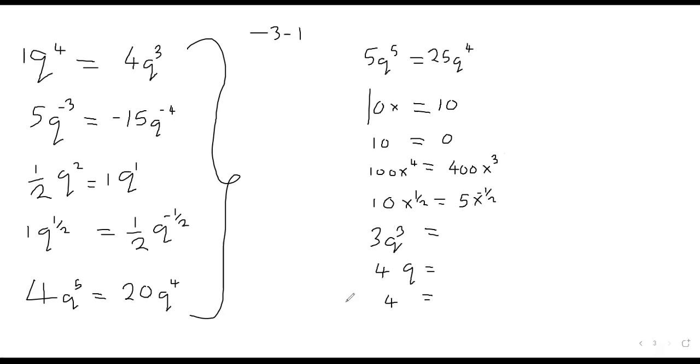3Q3, who wants to try? I can try. 9Q to the power 2. Correct. How about 4Q? 4Q, that's 4, because there's a 1 there. 4 times 1 is 4. 1 minus 1 is 0, so this Q comes out. How about 4 alone? What does it become? 0. Why? It's a constant. Correct.